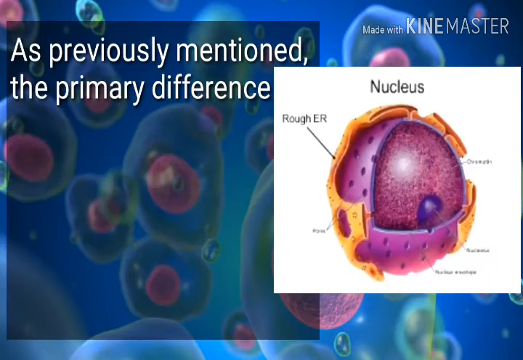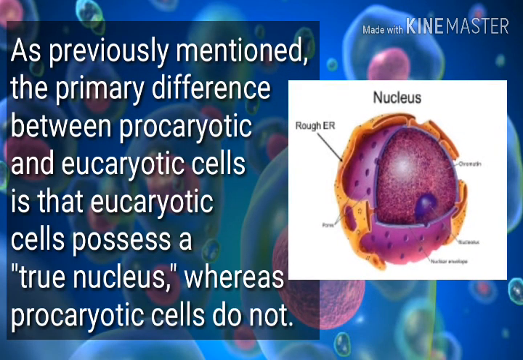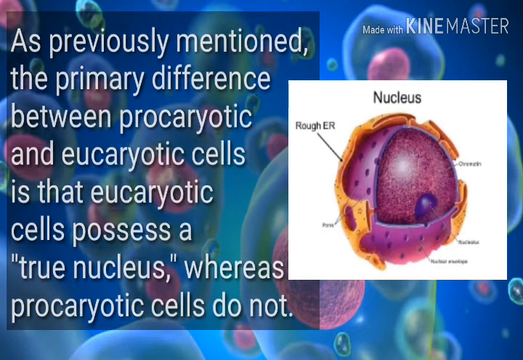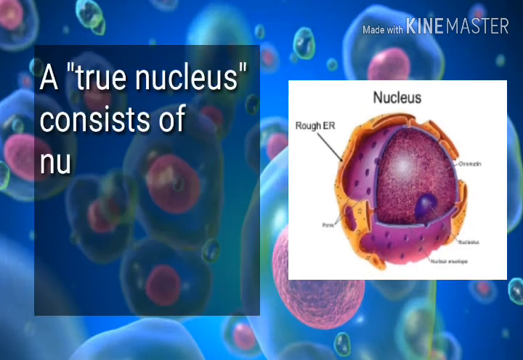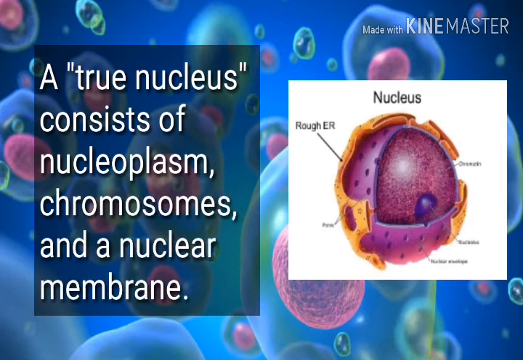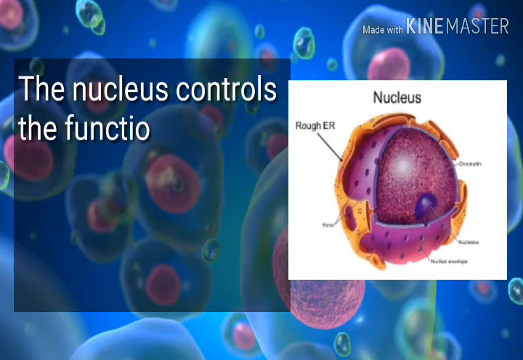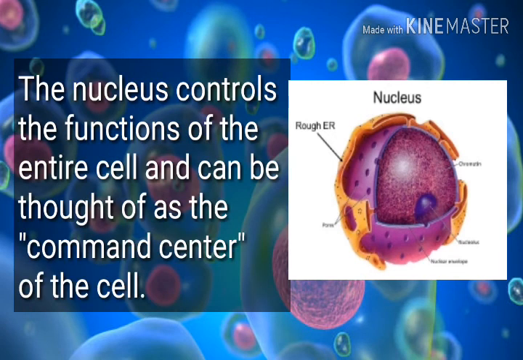Nucleus. As previously mentioned, the primary difference between eukaryotic and prokaryotic cells is that eukaryotic cells possess a true nucleus, whereas prokaryotic cells do not. A true nucleus consists of nucleoplasm, chromosomes, and nuclear membrane. The nucleus controls the function of the entire cell and can be thought of as the command center of the cell.